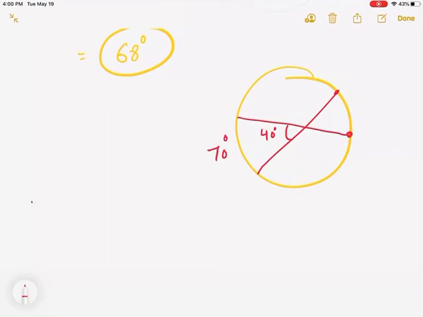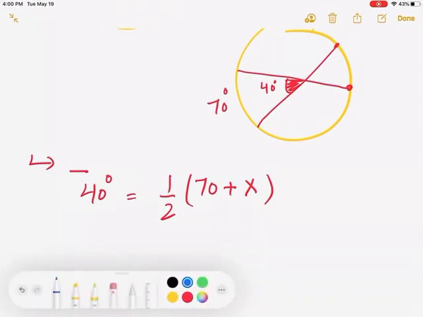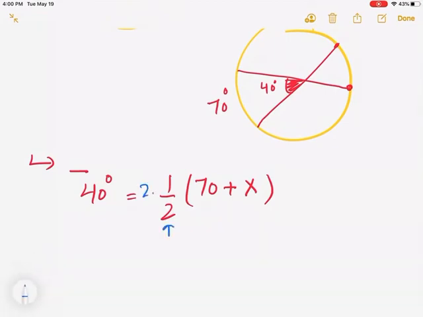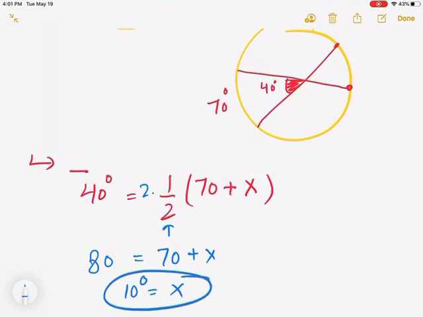So if you really want to follow the equation, I'm just going to set it up. On the left hand side, it's the angle we know, which is 40. On the other side, it's 1/2, and we add those arcs. We already know one of the arcs, the other one is missing, which is X. So let's just solve this equation. First, I would multiply by 2 on both sides to get rid of the 1/2. It's 80 equals 70 plus X. So subtract 70. So X, which is the other arc measure, is just going to be 10 degrees. That's one way to deal with it.